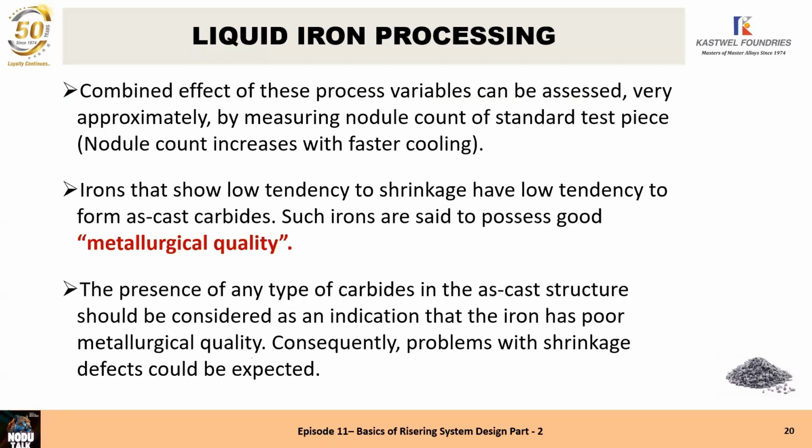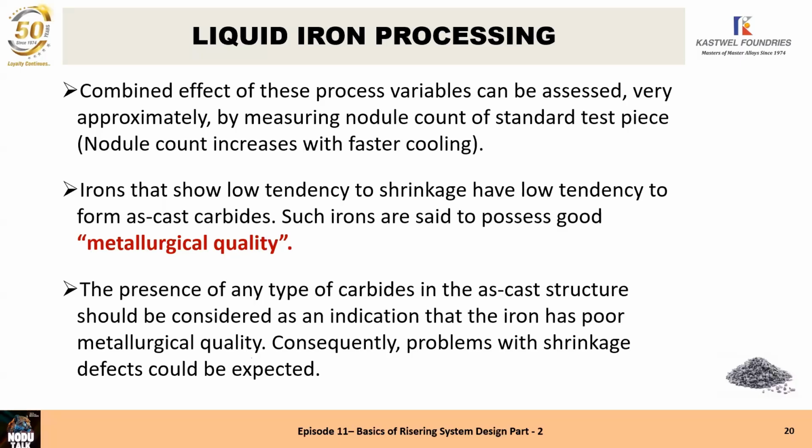The combined effect of these process variables can be determined very approximately by measuring the nodule count on the standard test bar. Nodule count increases with faster cooling. We know this. In thin wall castings, we see high nodule count. In average wall castings, we see a little lower nodule count. And in very large section castings, we see nodule counts as low as 20, 25. And in fast cooling, thin wall castings, we can get nodule counts of even 350, 400 and more.